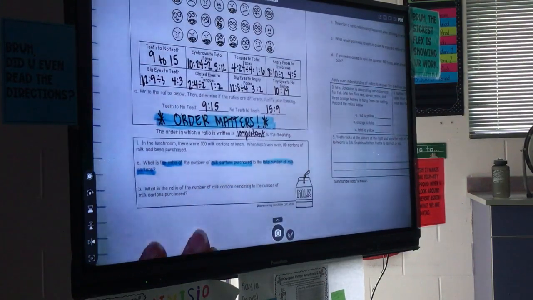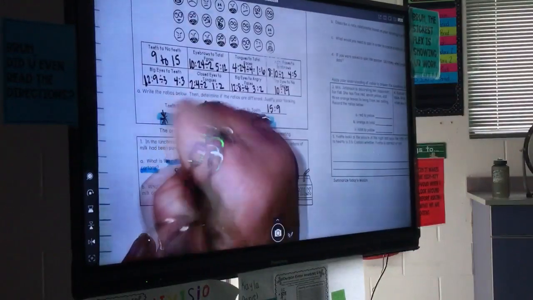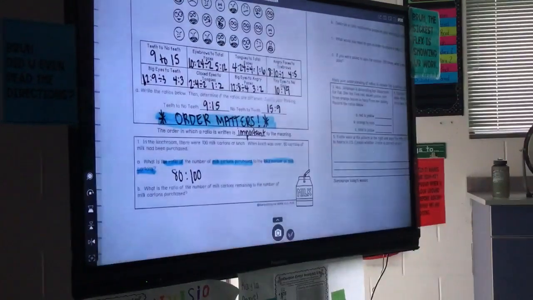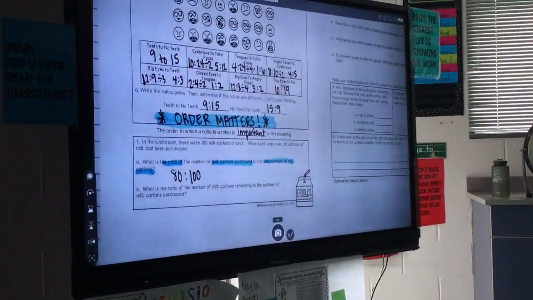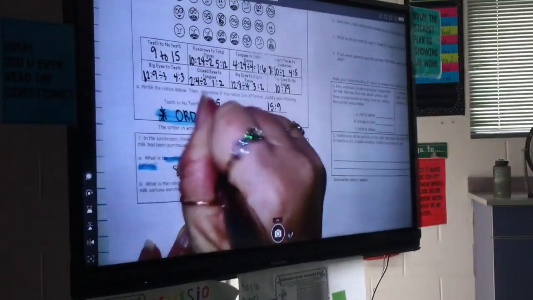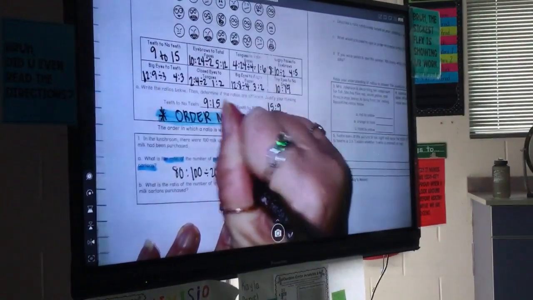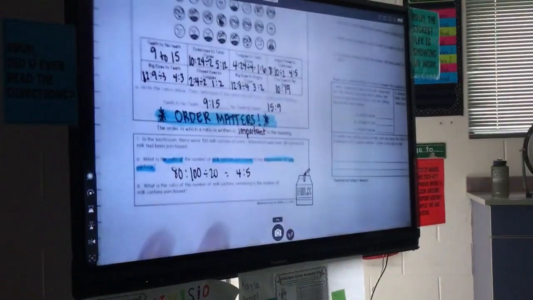All right, Sophia. So what is my ratio? 80 to 100. Please make sure you write it in the correct order. Do not write 100 to 80. Now, obviously, what can we do with 80 and 100? Violet, which is going to give us 4 to 5. So that is our ratio.